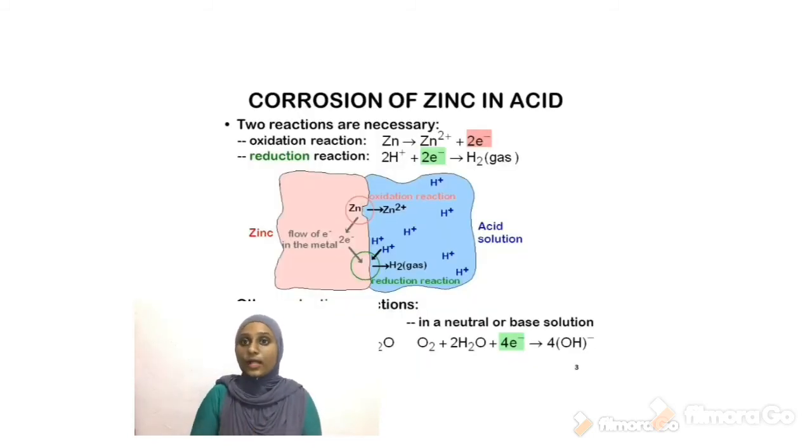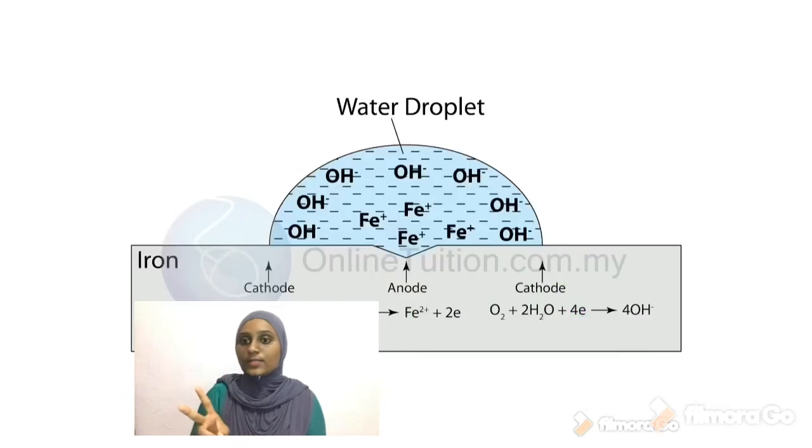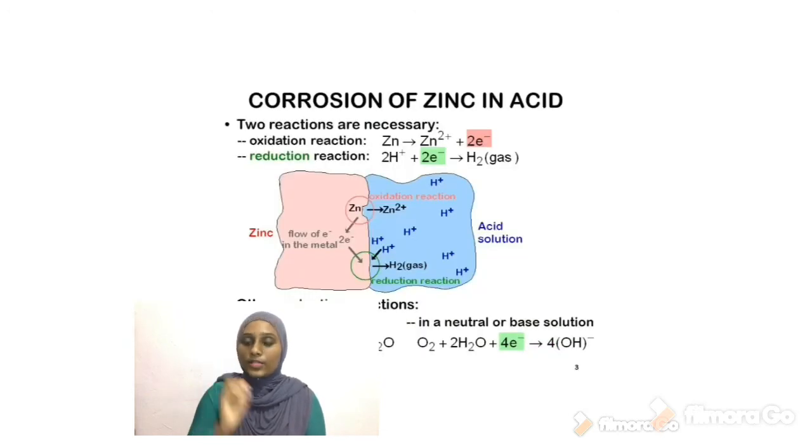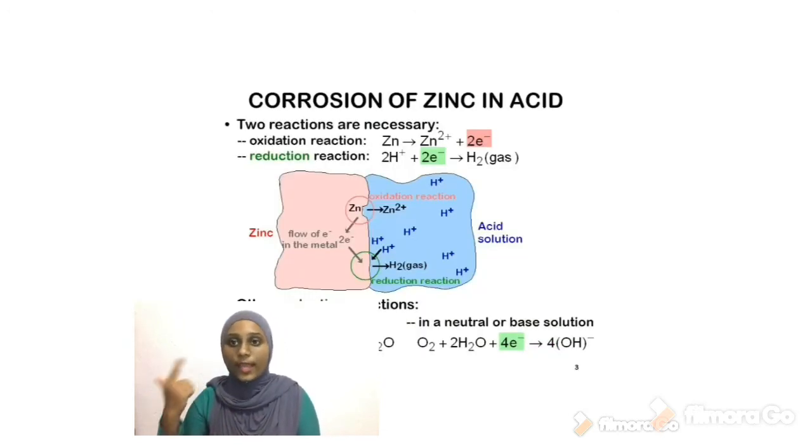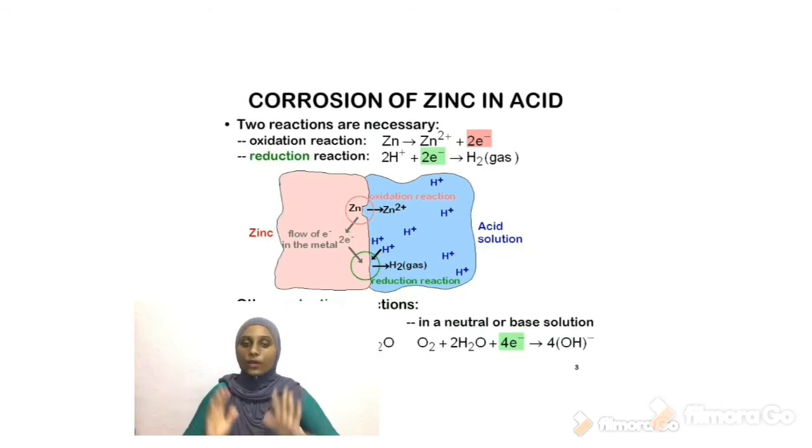Okay, so today I will take a random example. The topic I chose is corrosion of zinc in an acid reaction. There are two necessary reactions, which are oxidation and reduction. As we all know, acid is a proton donor, so it has hydrogen ions floating around in it. So there are going to be two reactions occurring in every corrosion reaction.